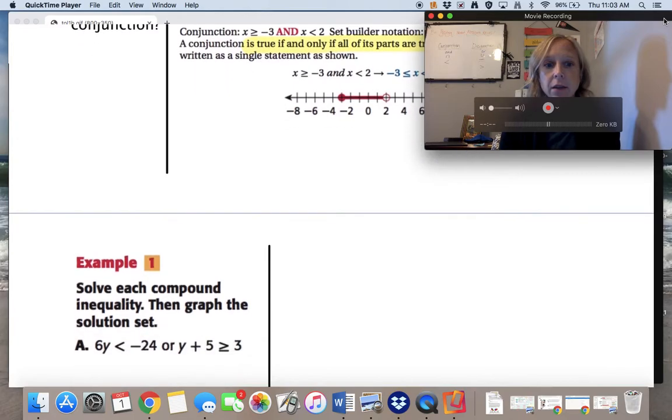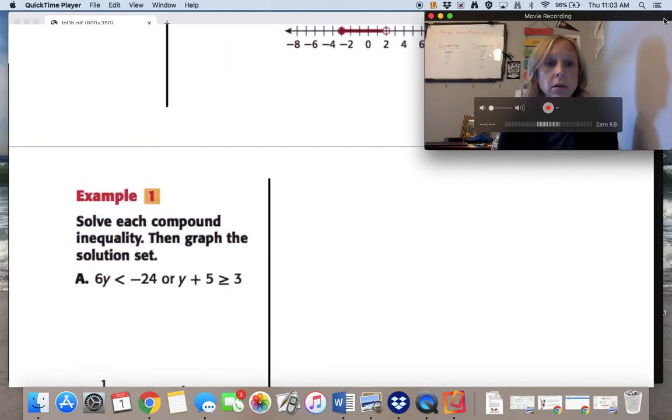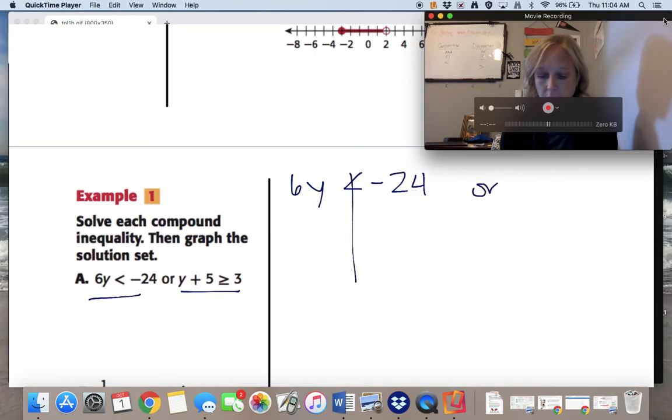All right, so let's apply this in writing some statements. So we're going to solve the compound inequality. Since it's a compound statement, it will be a conjunction or disjunction, and then we're going to graph the solution set. So when we solve these, we're going to solve the two parts separately. This part is review. You should know how to solve inequalities. So we're going to solve this one separate from the second one.